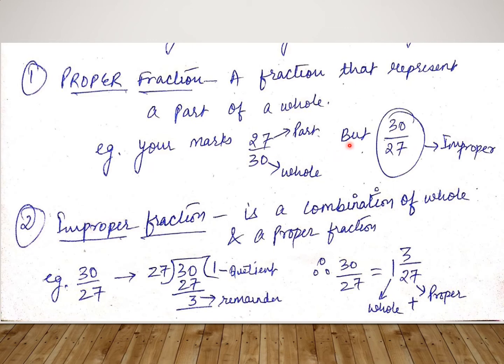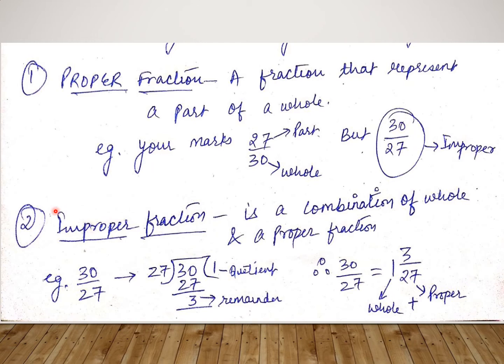But have you ever heard that someone has got 30 out of 27? No. That means it is an improper fraction, because here it is saying that the whole is less than the part, which is not possible. Whole should be more than part. So this fraction is improper, and we will try to make it a proper or mixed fraction.